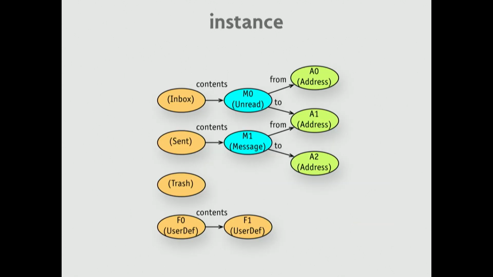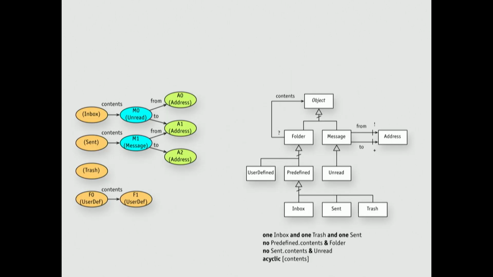So let's look at one of these states as an example. We've got here in orange, folders. In blue, messages. And then in green, addresses. So this says, for example, that the inbox contains message M0, which is from address A0. Okay? So there's an instance. To understand the semantics, you need to be able to answer questions like this: is this particular instance in this model?